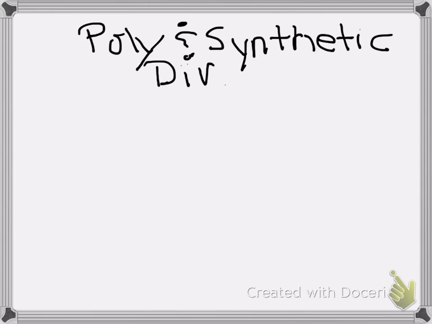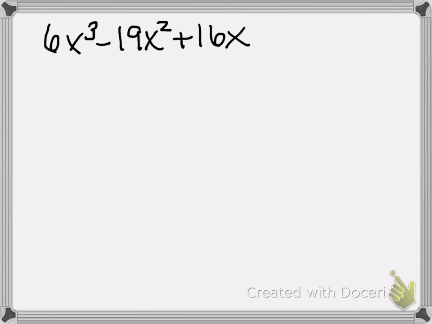And you'll use some of the same concepts that you did when you were learning to divide a long time ago. So what we're going to do is take the polynomial 6x cubed minus 19x squared plus 16x minus 4, and we're going to divide that by x minus 2.